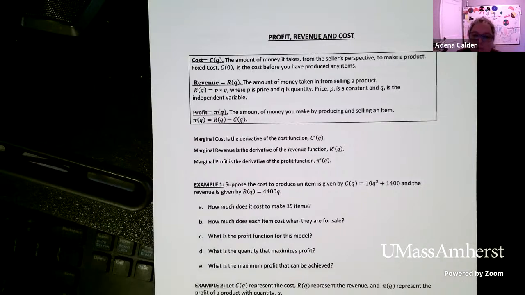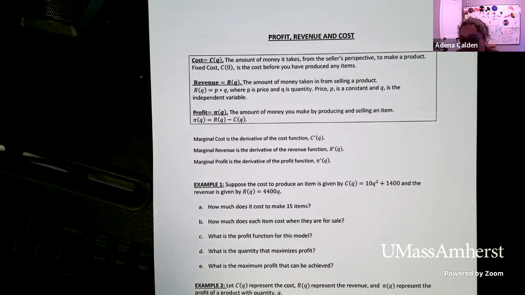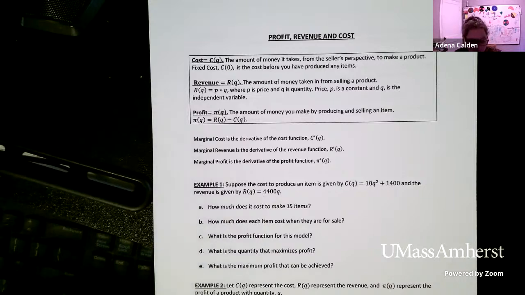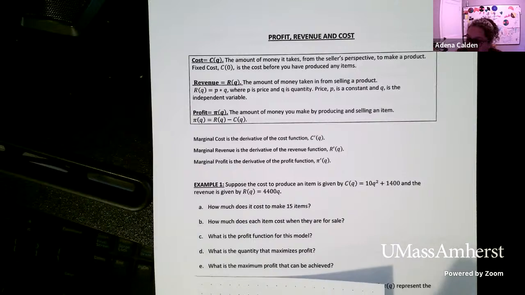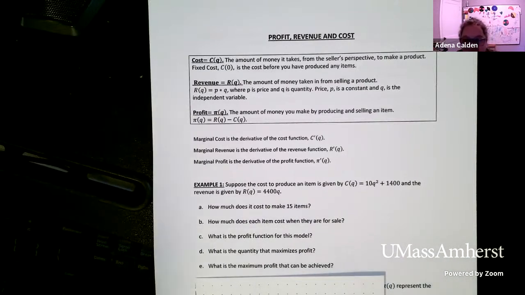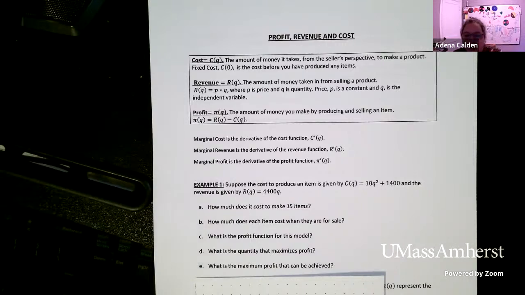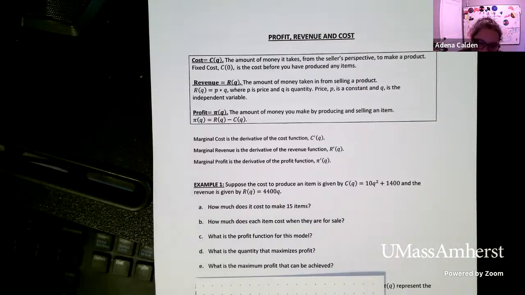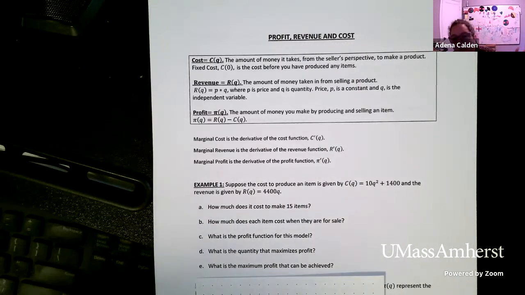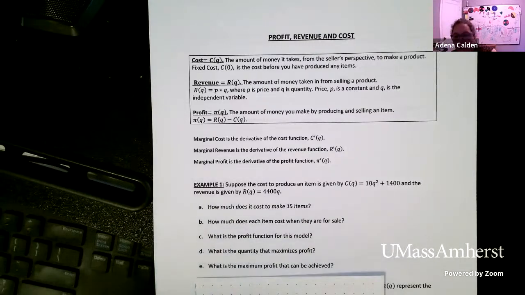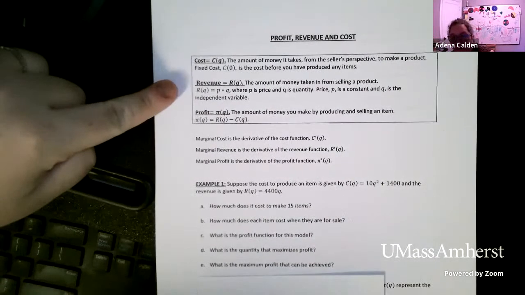Marginal cost is the derivative of cost. It tells us how much it costs to make one additional product, right? Marginal revenue, again, is the derivative of the revenue function, and it tells you the additional revenue to sell one more. And the marginal profit is the derivative of the profit function, which tells you the additional profit from making and selling one additional item. So these are all the definitions we had from 1.4.